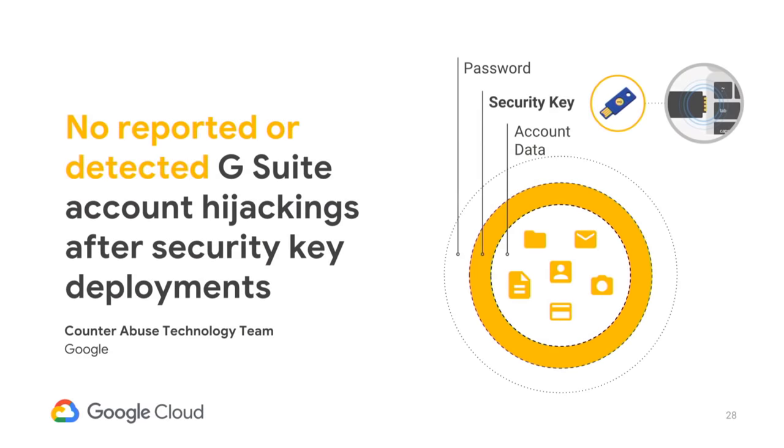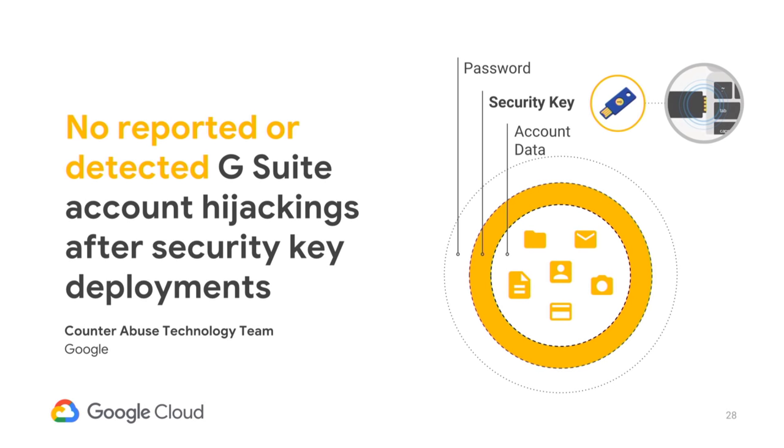So suppose a phishing email gets through and an employee clicks on the link. The bar we set with security keys was we want to build a credential that's so strong that it's nearly impossible for a bad actor to steal it. Okay? Security keys are how Google has accomplished that. Since we deployed security keys, we've had no reported or detected G Suite account hijackings post-deployment. So that means for an employee who has a security key, there have been lots of attempts to steal their credential. None have been successful that we've detected or have been reported.